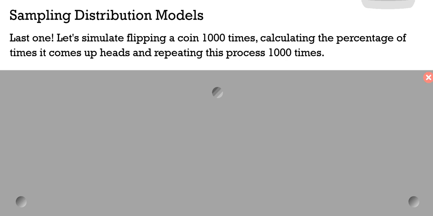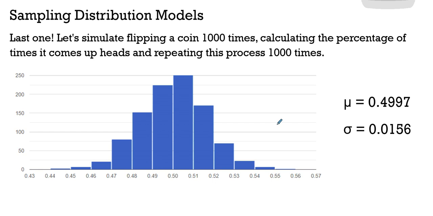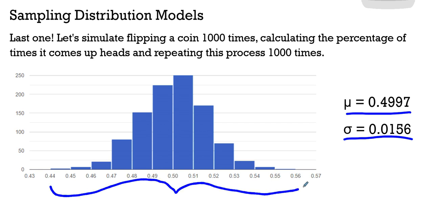We're going to do one more, and we're going to flip a coin 1,000 times, calculate the percentage of times it comes up heads, and then repeat that process 1,000 times. You could probably know where this is going. It's still right in the neighborhood of 0.5. And that standard deviation just keeps getting smaller. And the spread of the data is less and less, because remember, we've got that thing called the law of large numbers.